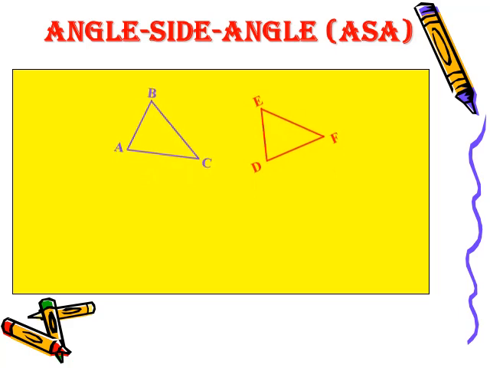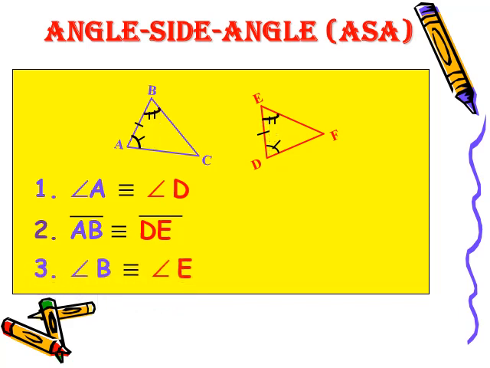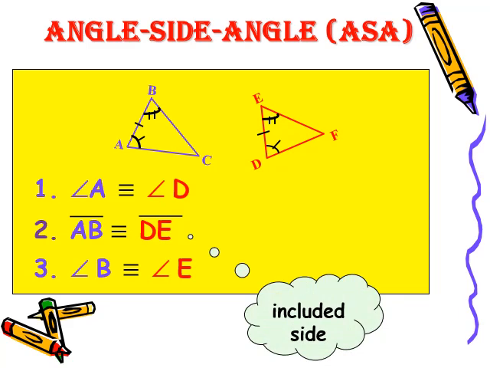Third case. For example, angle A congruent to angle D, then measure angle A equals measure angle D. Next, AB congruent to DE, then AB equals DE. Next, angle B congruent to angle E, then measure angle B equals measure angle E. So we see the side is included between two angles. Then the two triangles are congruent. Triangle ABC congruent to triangle DEF.